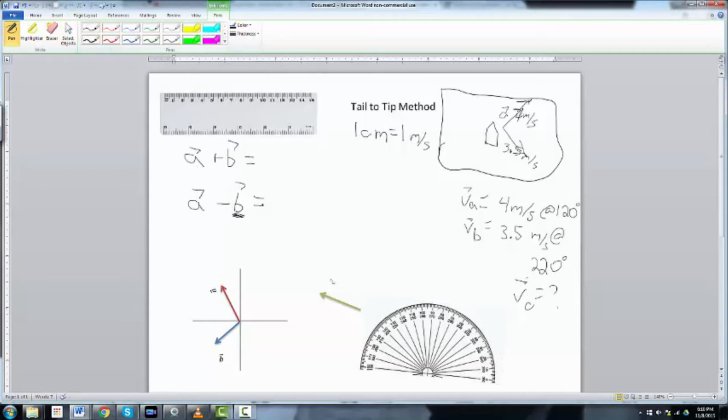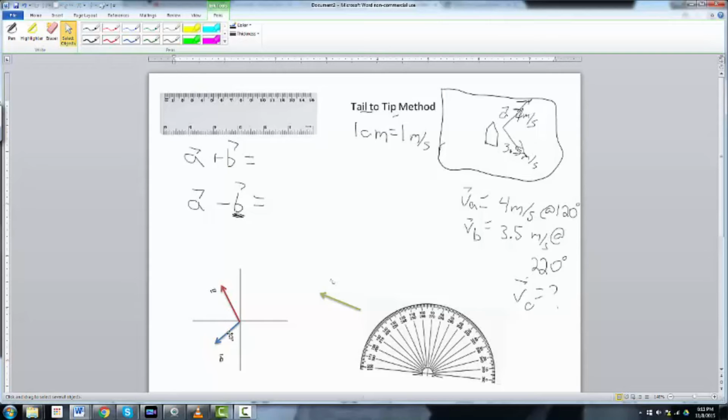So starting with A plus B, if I wanted to find my new resultant vector by using the tail to tip method, what I would do is first set up my vectors like I have them, like so. So I have the corresponding magnitudes, 4 meters per second and 3.5, at the corresponding angles. So they're all set up to go. I'm going to do A plus B. So A is set. I'm going to have it start at 0, 0 and end where it's pointing at, and its given length. And now I'm going to add B.